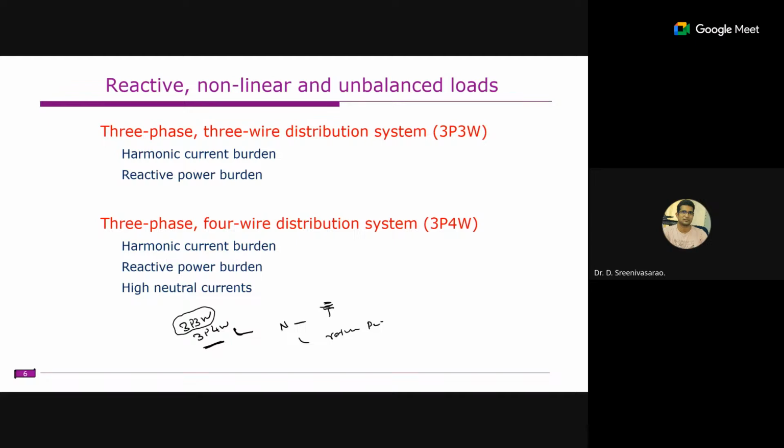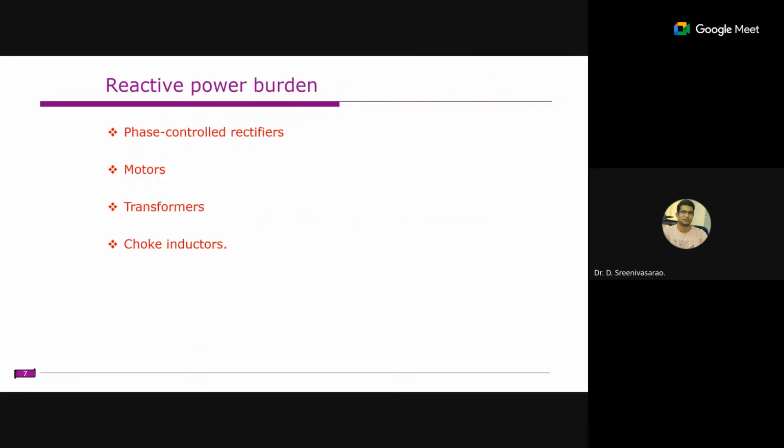In the case of three-phase three-wire, some of the common problems are harmonic current burden and reactive power burden. In the case of three-phase four-wire, we have harmonic current burden and reactive burden. In addition, we have unbalance in the load currents, which causes high neutral currents. The reactive power burden may be caused by rectifiers, motors, transformers, or choke inductors.